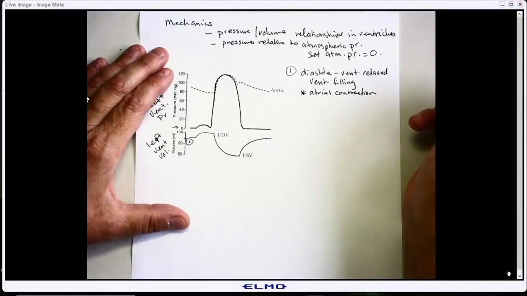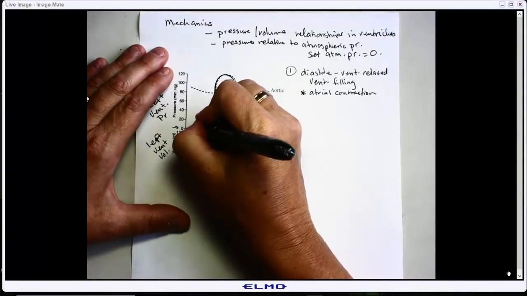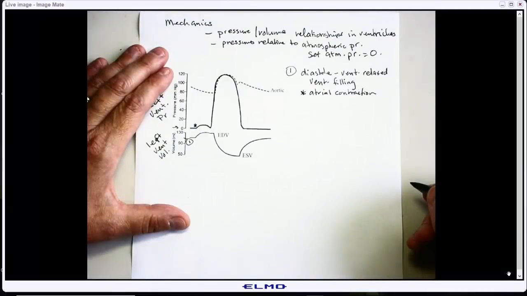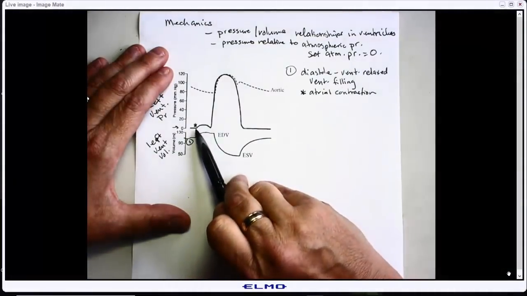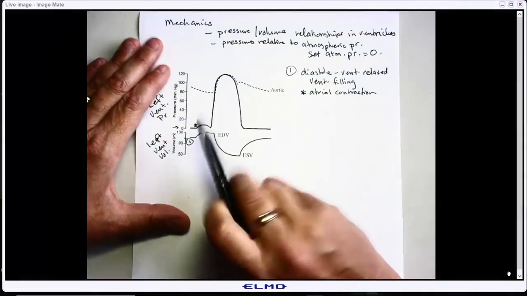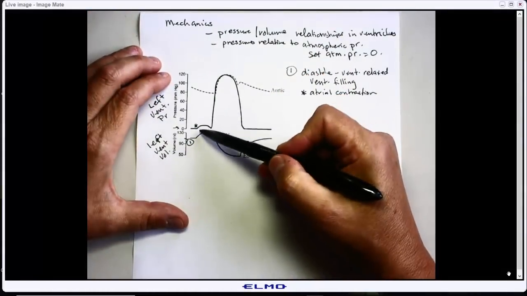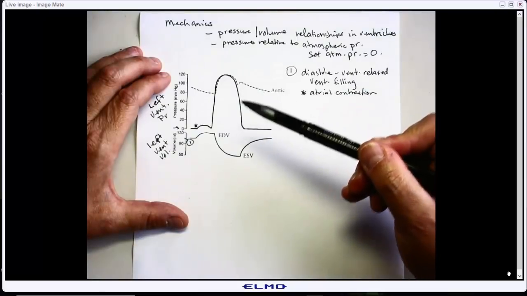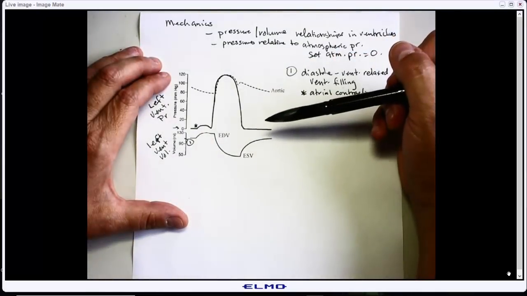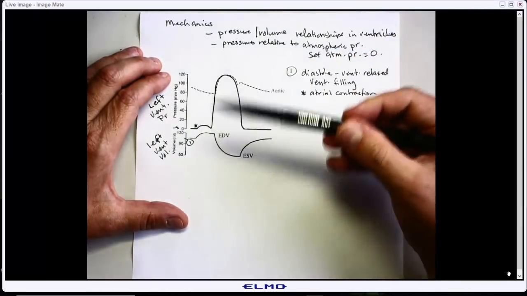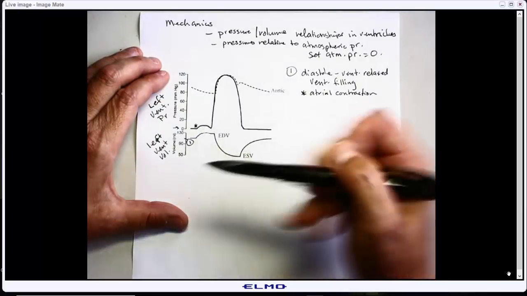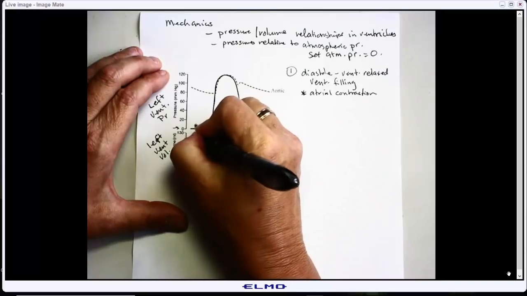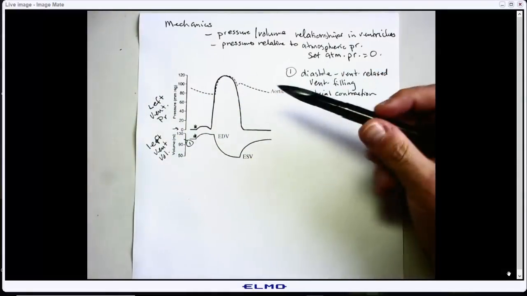Right, atrial contraction. So right here, we're going to get atrial contraction. So we see a little bit of increase in volume and in pressure: the atria contracted and emptied its volume into the ventricle. So in the ventricle, we will see this little bit of volume and a little bit of pressure.